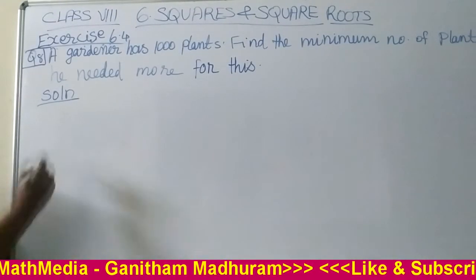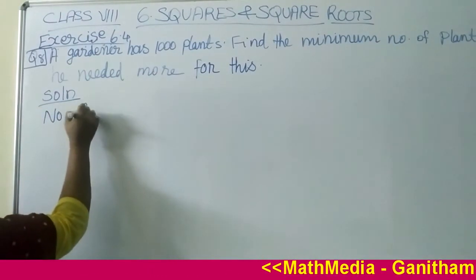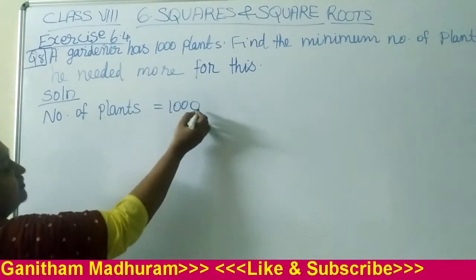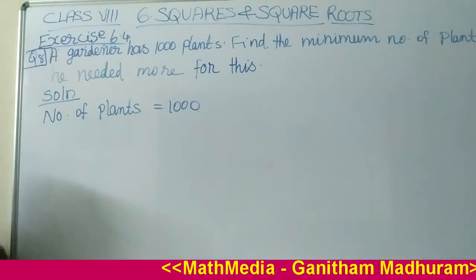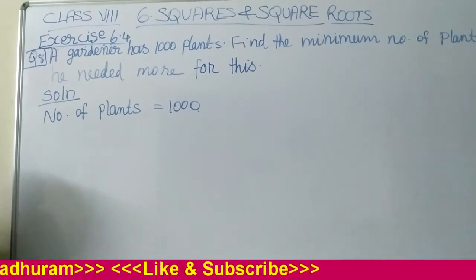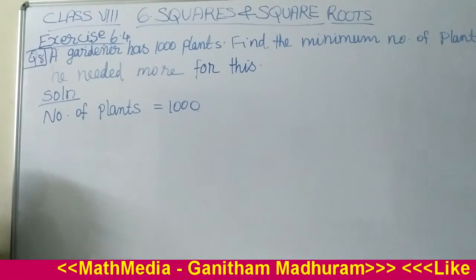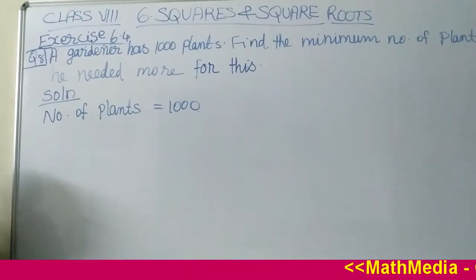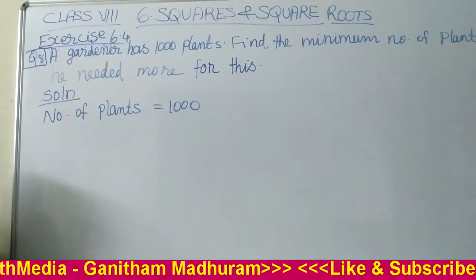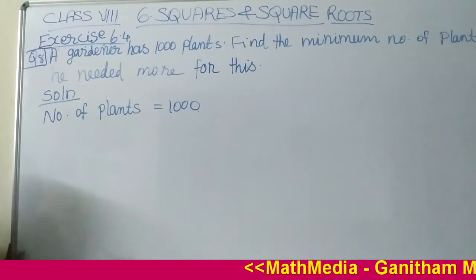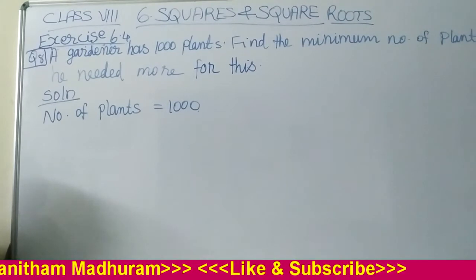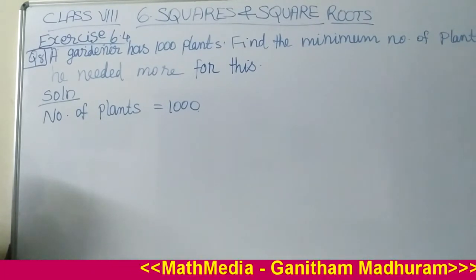So here the gardener has 1,000 plants. Number of plants equal to 1,000, which is not a square number. Our question is how many plants he needs to get a perfect square number. Means he wants to plant in such a way that the number of rows is equal to the number of columns. So we want to find the square number. 1,000 is not a square number. We have to find the next square number and subtract this. We will get how many he needs.